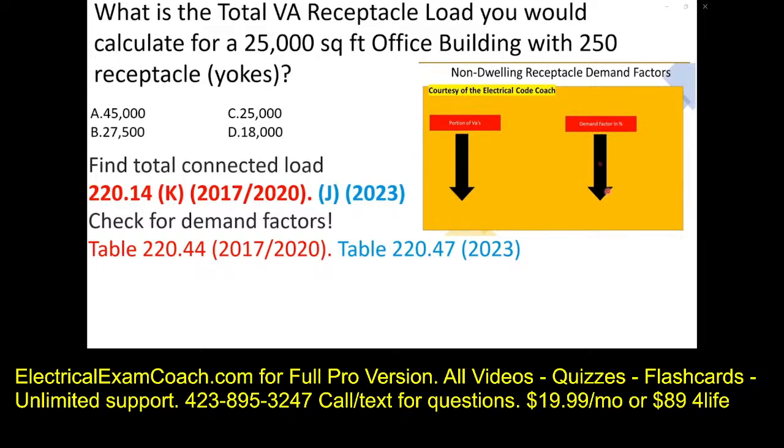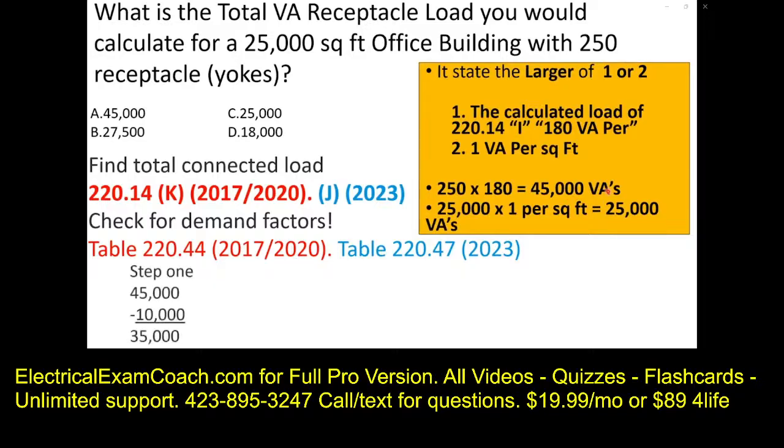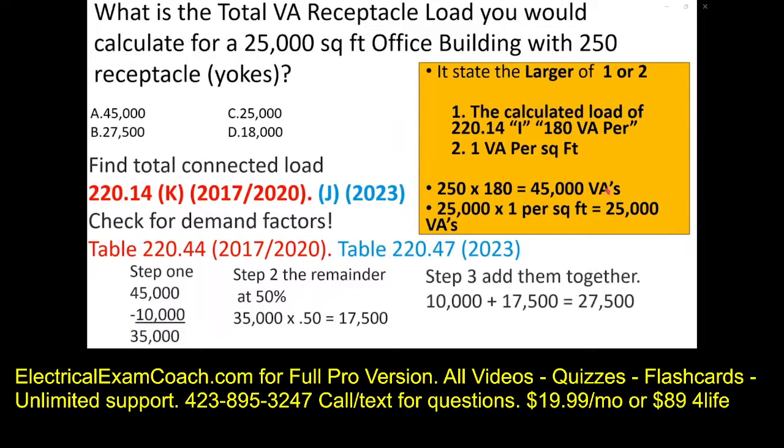Let me break it down one step at a time. What this table tells us to do is to take our first 10,000 VAs at 100%. Then we take that remainder and multiply it by 0.50. And then we can't forget to add the two back together. We take the 10,000 that we set to the side. We take the new reduced load. We add them together and we get 27.5. And we select B. Great job.